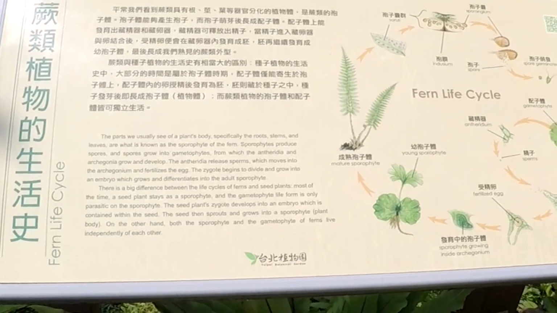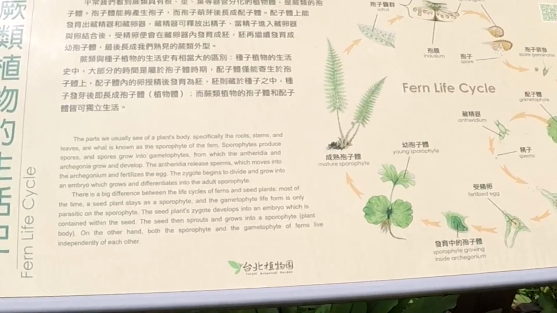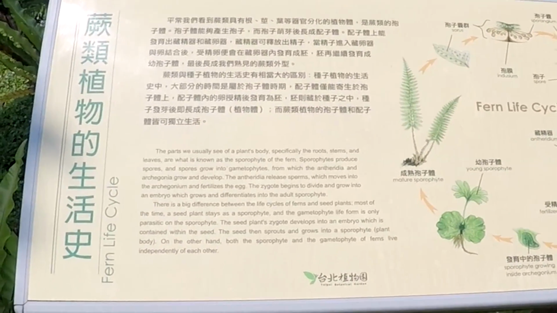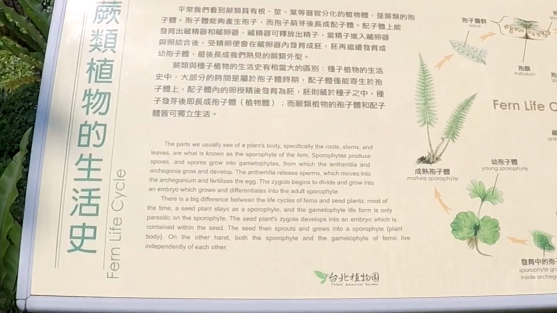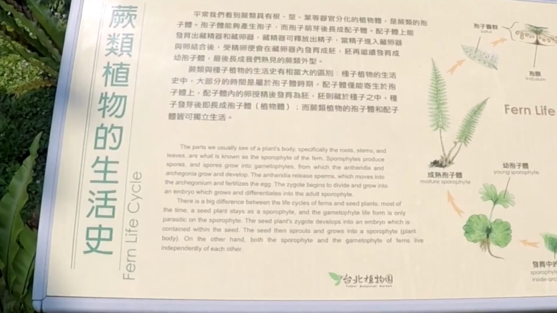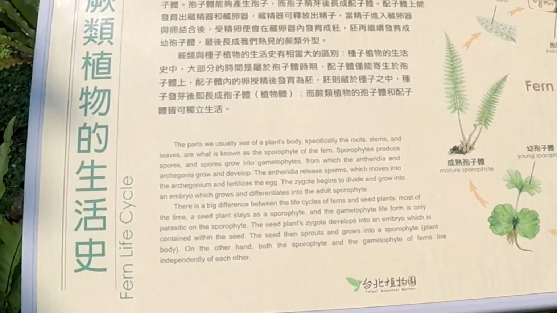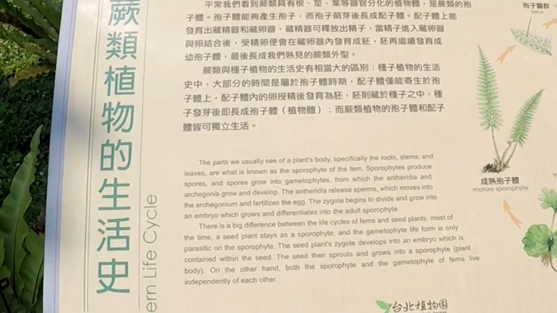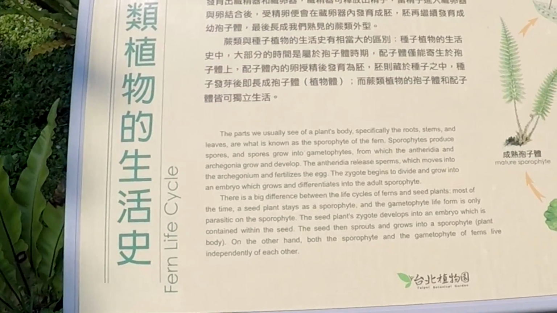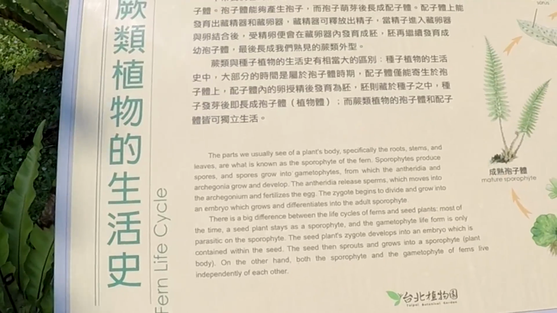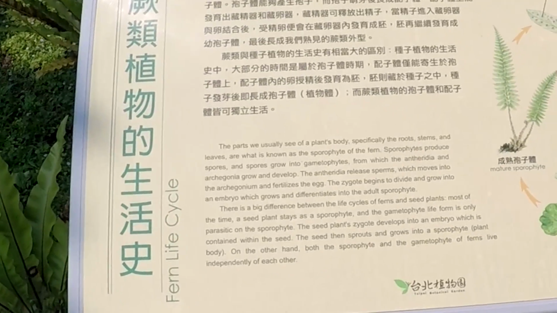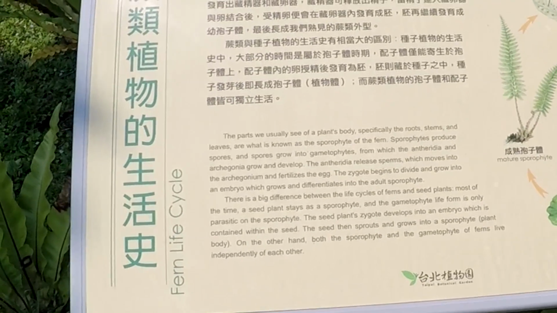The parts we usually see of a plant's body, especially the roots, stems, and leaves, are what is known as a sporophyte of the fern. Sporophytes produce spores, and spores grow into gametophytes, from which the antheridia and archegonia grow and develop. The antheridia release sperms, which move into the archegonium and fertilize the egg. The zygote begins to divide and grow into an embryo, which grows and differentiates into an adult sporophyte.